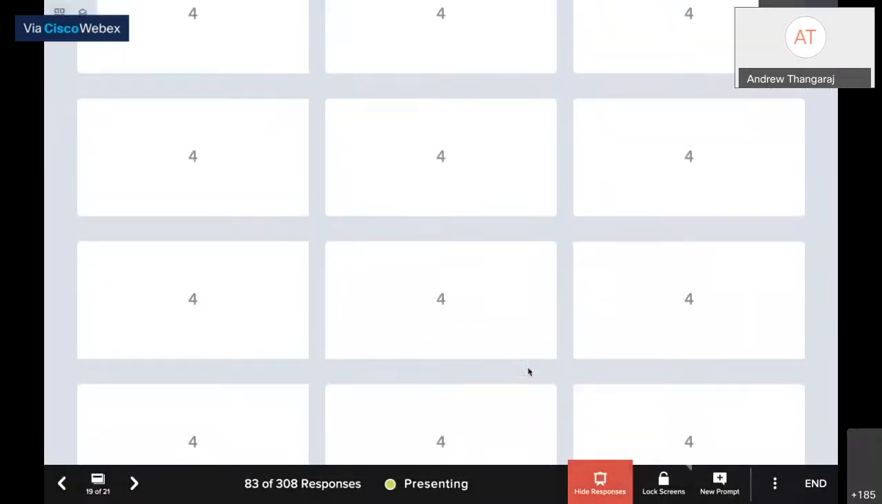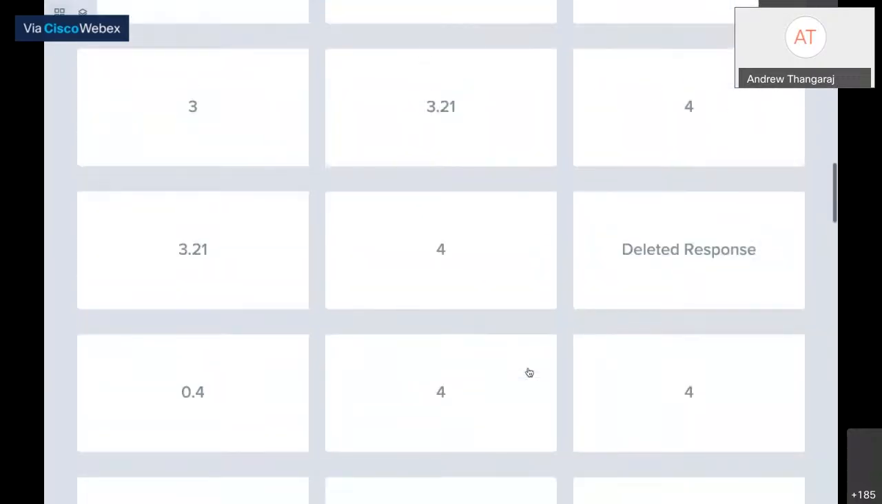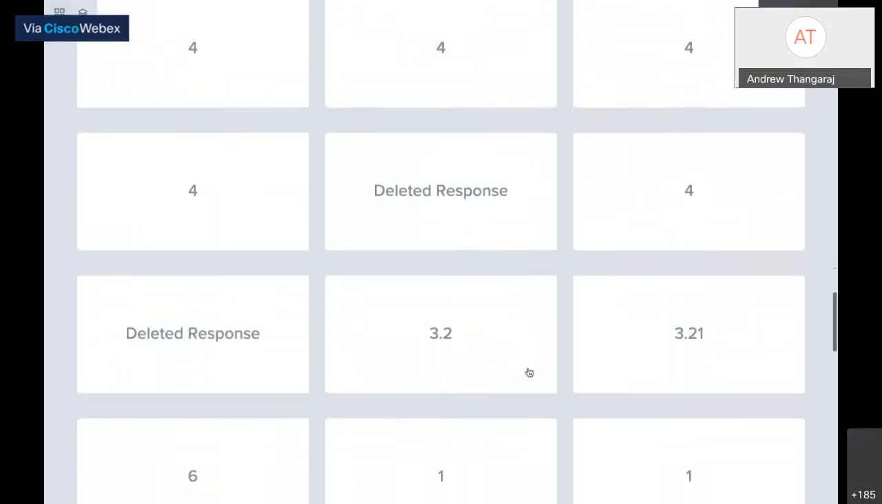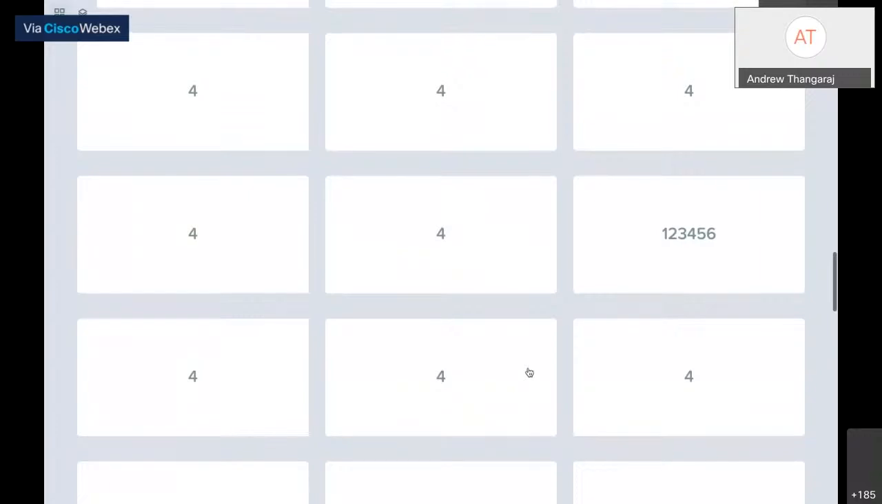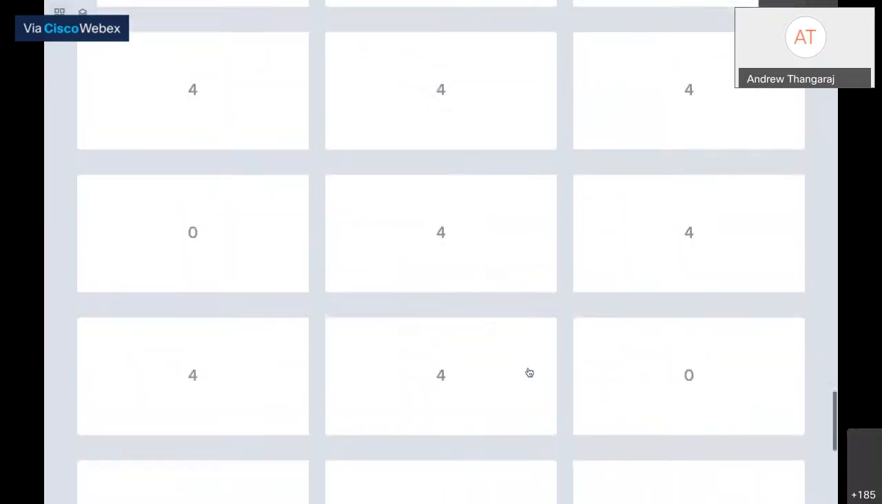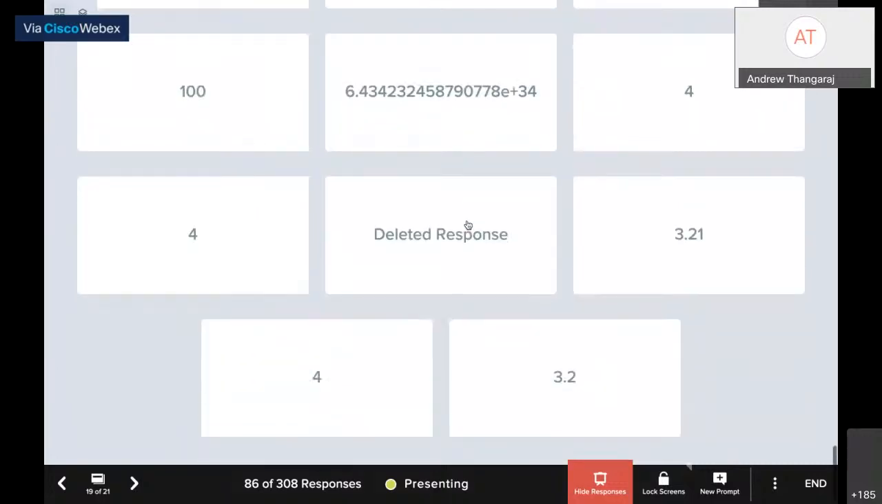Let's see. Most people are saying 4, and 4 seems like a reasonable answer. Some people are saying 3.21. Wow, this is amazing. These are people who I think are experts. Some people have put 1, 2, 3, 4, 5, 6, everything. There's a 3.21. It's a mysterious answer, right? Oh wow, there is a 6 point something times e to the power plus 34. I think somebody's just having fun at my expense, maybe. I don't know.